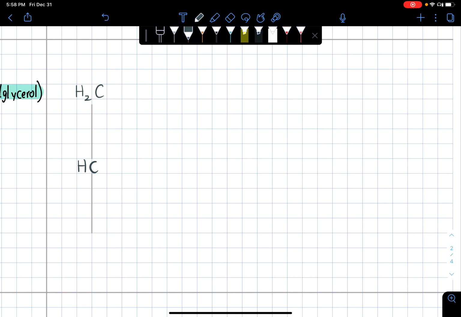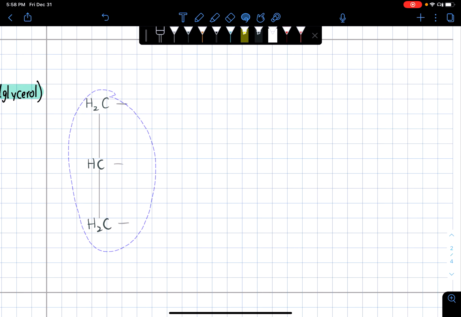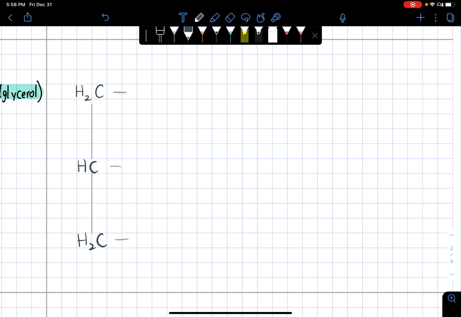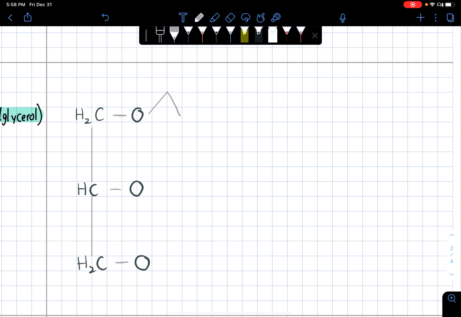So H2C, then HC, then another H2C. In that case, we place a dash line there. Make this smaller. Oops, never mind. Undo. Place oxygen and place a zigzag this way.